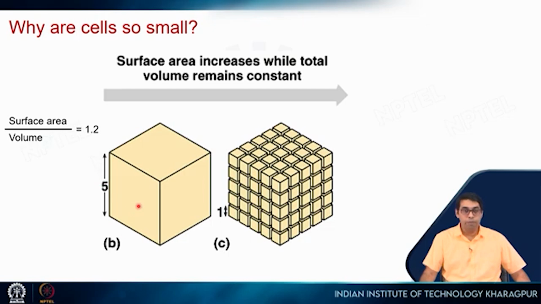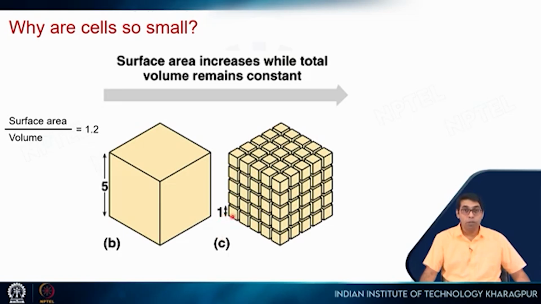So, 5 times 5 times 5, that is 125, and the surface area will be, so one of this face will be 5 times 5, that is 25. Now, there are 6 faces, so 6 times 25. So, if we divide that, we get 1.2. Now, instead of having one large cube, what we can do is we can divide this into multiple cubes, where each cube is unit 1 in length, breadth and height.